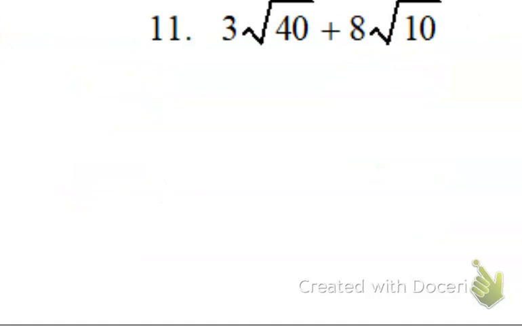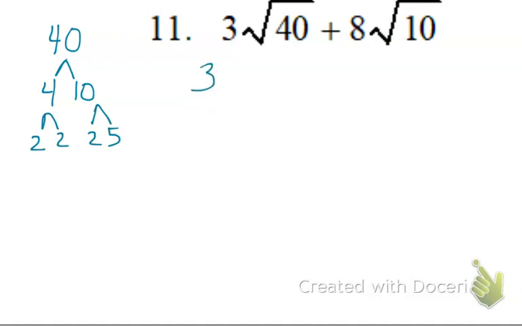Number 11, we got not like radicals, so we've got to do something with it. So let's look at the 40 and see if we can simplify that any. You can go to a factor tree, maybe 4 times 10, 2 times 2, 2 times 5. So we can write it as 2 times 2 times 2 times 5.